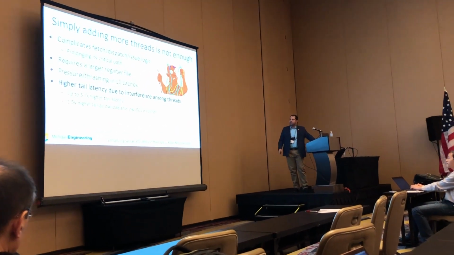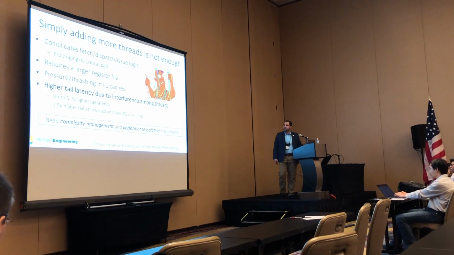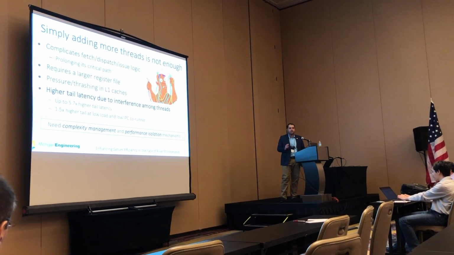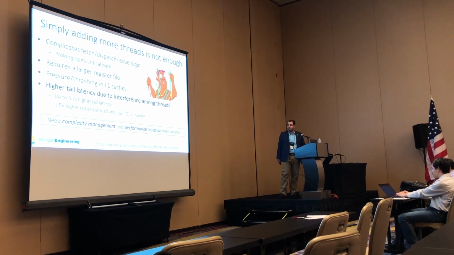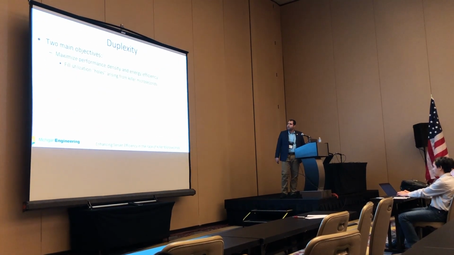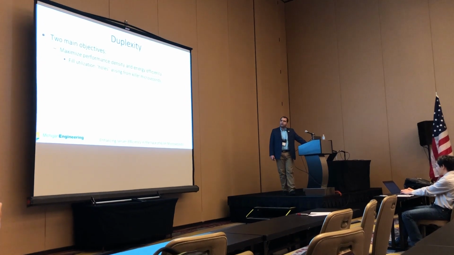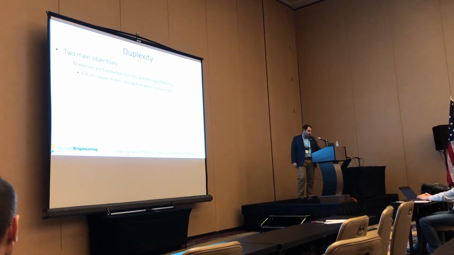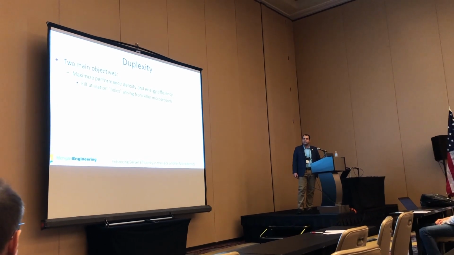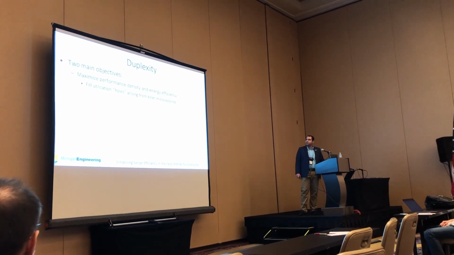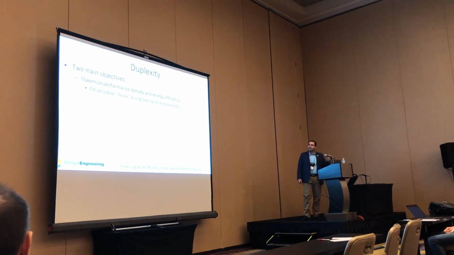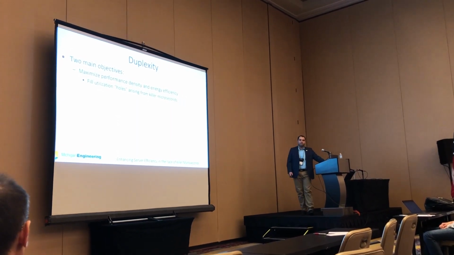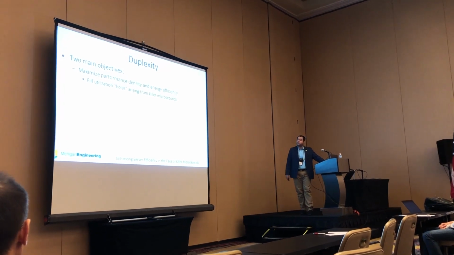So we need to think about this, and basically we need to come up with complexity management and performance isolation mechanisms between the threads to battle killer microseconds. So in this work we propose Duplexity, and in designing Duplexity we have two main objectives. The first one is to maximize performance density and energy efficiency, which are really performance per unit area and performance per watt, because ultimately in cloud systems our goal is to maximize performance per TCO dollar.